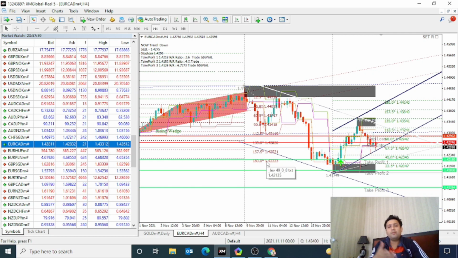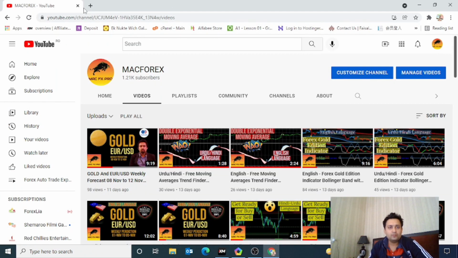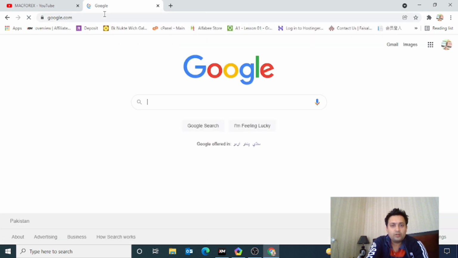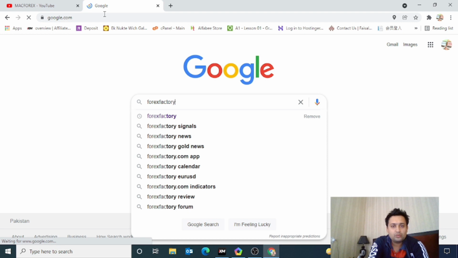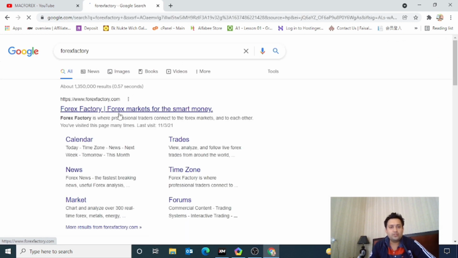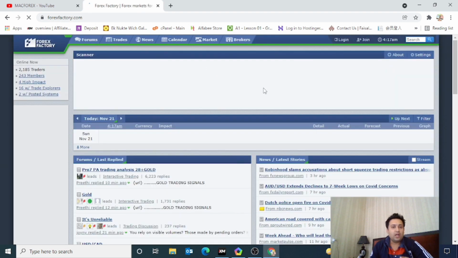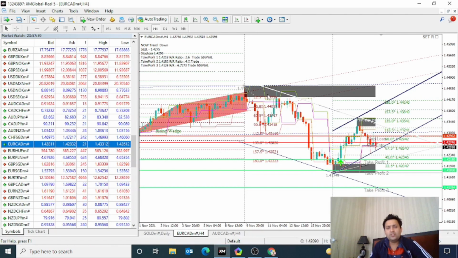There are many kinds of news websites available. For example, I check Forex Factory, which is also good for currency trading news. So before entering the market, you need to check the news. If there is no high impact news and no medium impact news, then you can easily follow this indication and sell as per this indication.